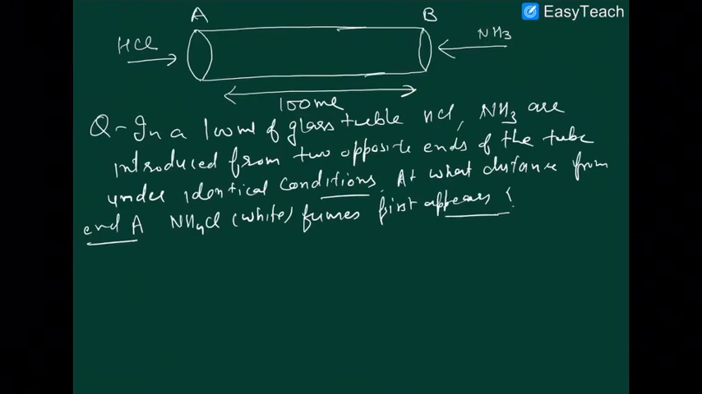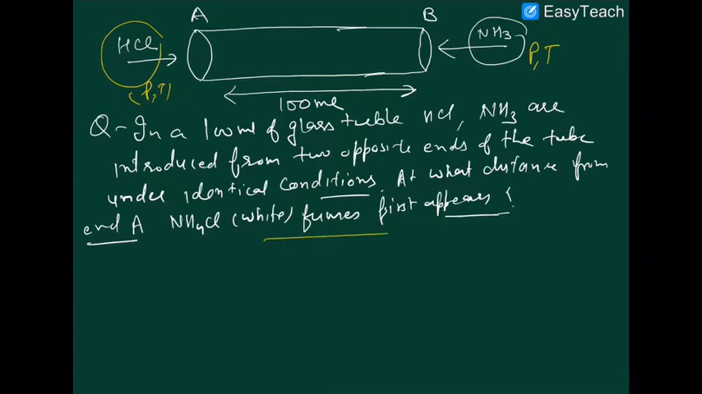Now look at that. From one end of the tube we introduce the ammonia gas, and from the second end we introduce the HCl gas, and they are under identical conditions of temperature and pressure. You have to tell at what distance from end A, from which HCl has been introduced, the dense fumes of ammonium chloride first appear. Let us suppose this is the distance C, that is X centimeter away from A, and BC will be 100 minus X centimeter.